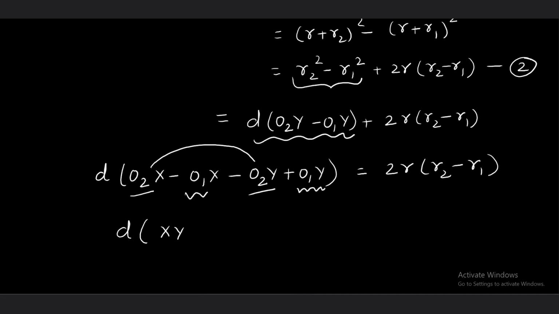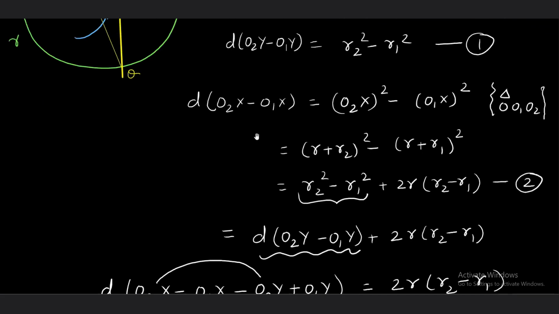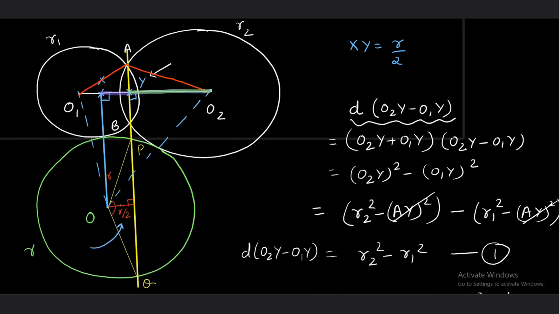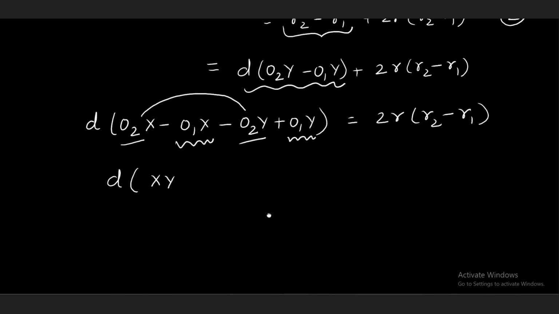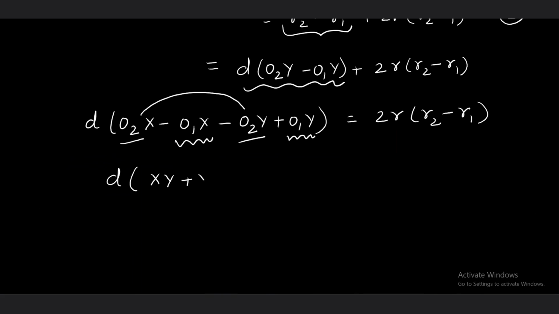Similarly, O1y minus O1x. Let us go back to the figure and see once again. What is O1y minus O1x? O1y, first of all, you can see this is O1y, from which you have to subtract O1x. So subtracting O1x again gave me the distance xy. So I will once again get the distance xy over here. On the right hand side, this is nothing but 2r into r2 minus r1. What about the xy length? That distance we also calculated, this is small r by 2.